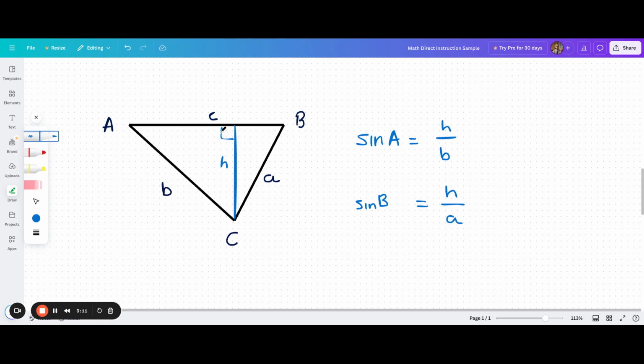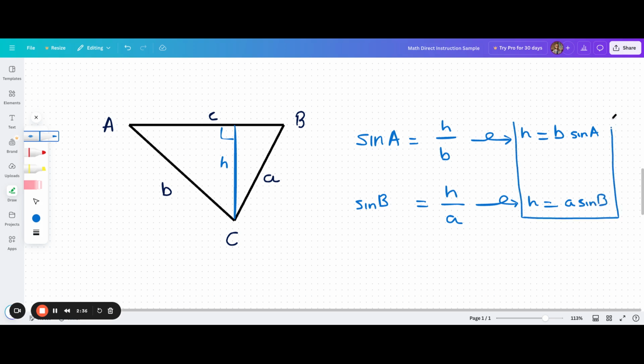Now, the h that we labeled here isn't really of importance to us because ultimately we care about the side lengths of this triangle, which is a, b, and c, and we care about the angles, capital A, capital B, capital C. So h isn't really of concern to us. In fact, I can isolate for h over here. h is equal to b times sine of A, cross multiplying there. And over here, h is equal to a sine of B. Okay, so we got two equations for h. Well, what do you notice? We got two equations for h.